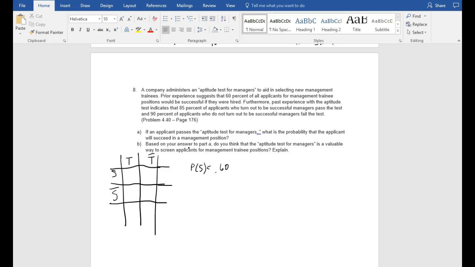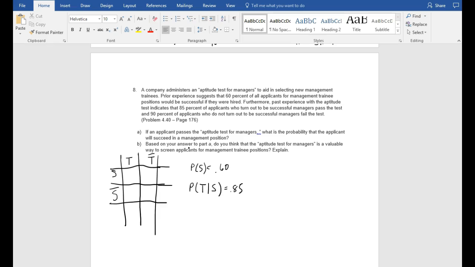The next thing, furthermore, past experience with the aptitude test indicates that 85% of applicants who turn out to be successful managers pass the test. So given that they turn out to be successful managers, they pass the test. So the probability of passing the test given that they turn out to be successful managers is 0.85.